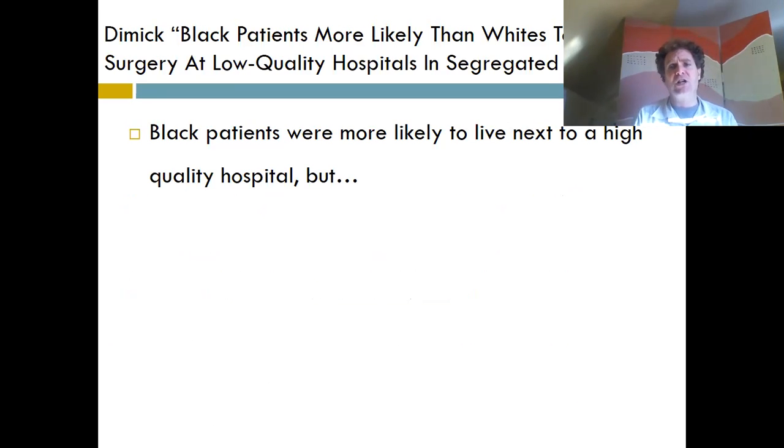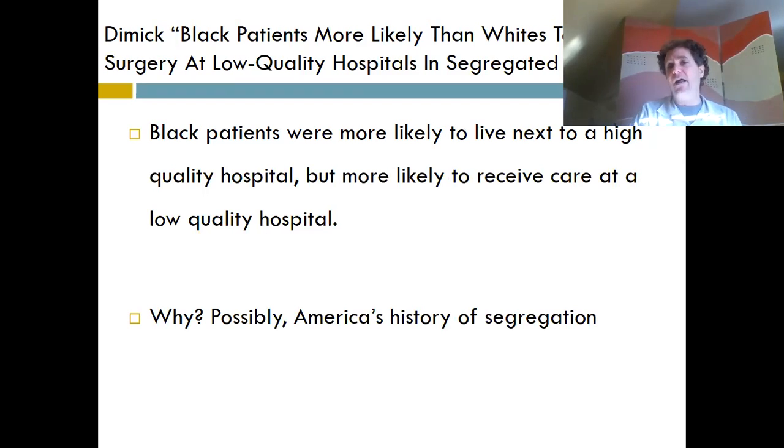Again, some of it is residential segregation. In one study, Black Americans were likely to live next to a high quality hospital but were seen at a low quality hospital. Why? Because of America's history of segregation. It used to be that there were hospitals for white Americans and hospitals for Black Americans, and even though it's not by law now, where you go to hospital has maintained itself. And so that's making Black Americans go to lower quality hospitals.